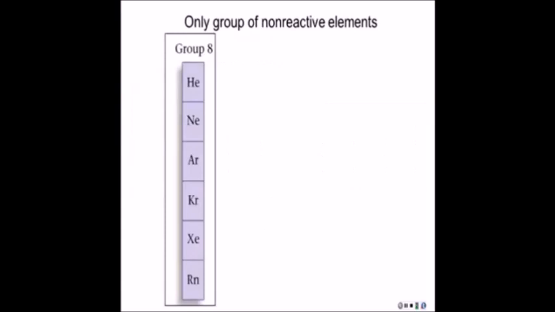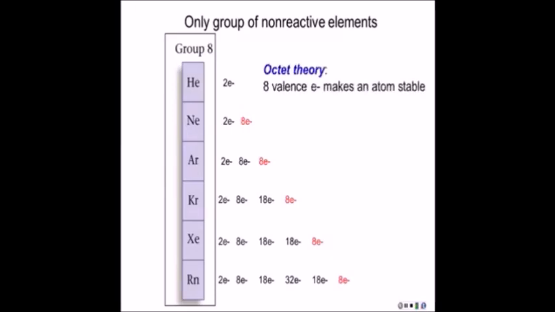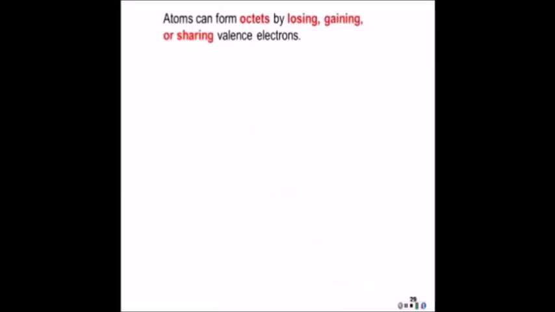So here are the noble gases, the only group of non-reactive elements. And if we check out their electrons, you notice that they all have 8 valence electrons, except for helium, but at least helium's energy level is filled. And this gave rise to a theory in bonding called the octet theory. 8 electrons in the valence level makes an atom stable. So what we're going to say is that elements are trying to achieve 8 electrons in their outermost energy level by either losing, gaining, or sharing electrons with other atoms. This is the first of our bonding theories. So atoms can form octets by losing, gaining, and sharing valence electrons.